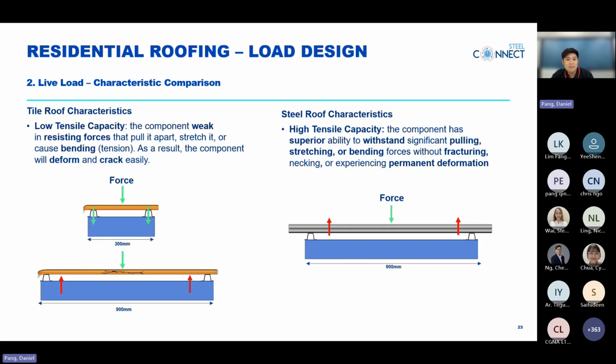So on the other hand, talking about steel roof, it has a high tensile capacity, which gives steel the superior ability to withstand pulling, stretching, or bending without fracturing or permanent deformation. So, with the same force but applied on a steel roof with a 900 mm spacing, a resultant force will act upwards. With a high tensile capacity, it will not have a permanent deformation. So, in a summary, the steel roof gives better flexibility towards live load, as it can handle localized stress much better.